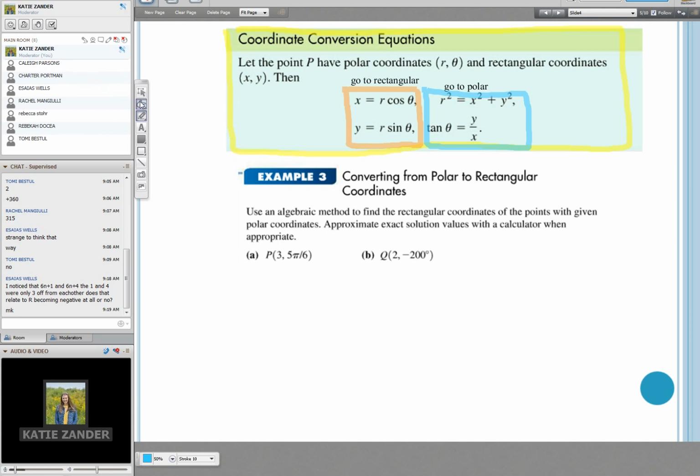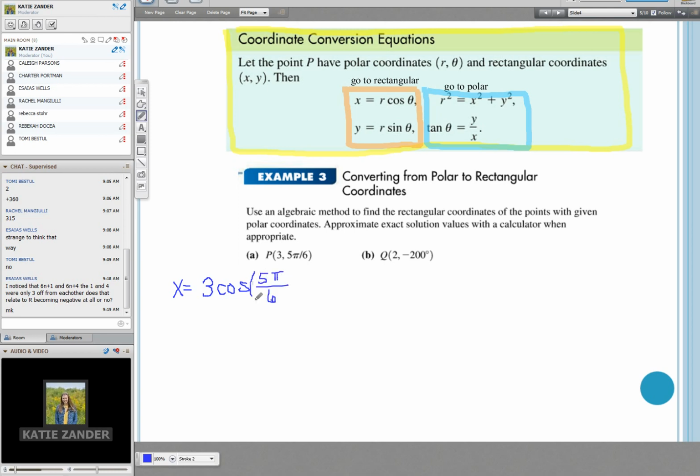All right, so the first example we're looking at here says use an algebraic method to find the rectangular coordinates of the given polar coordinates. You may have to approximate your answers when using your calculator. So to find the x and y, we start with polar and we're going to rectangular. We've got to use the equations in the orange. So we'll start off with x equals r, which is 3, times cosine of 5 pi over 6.